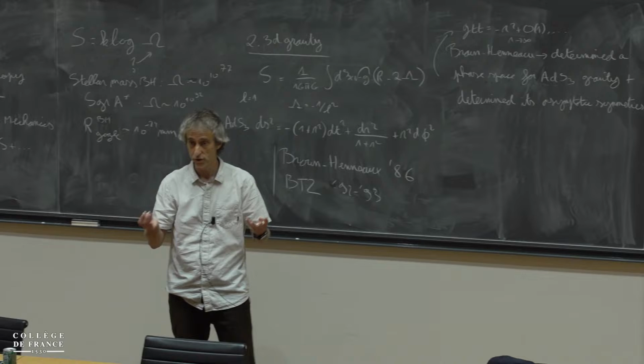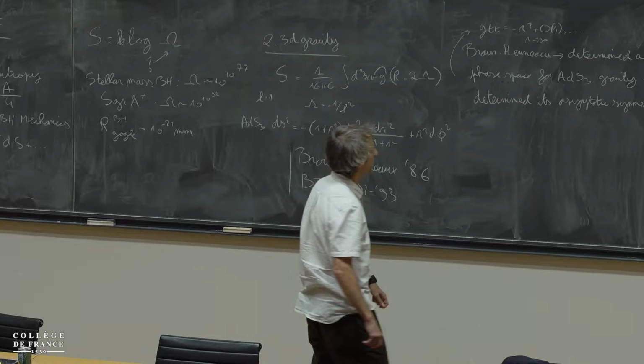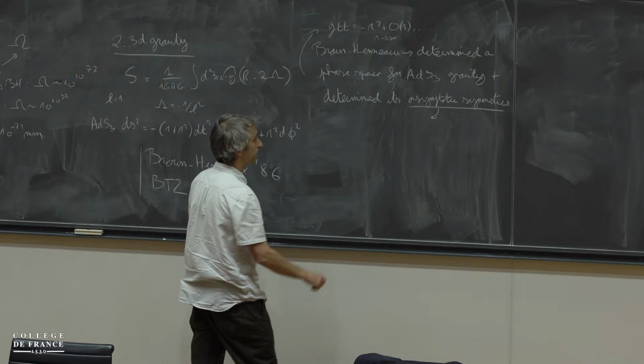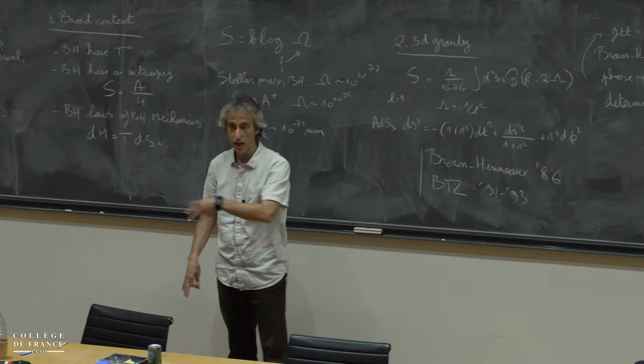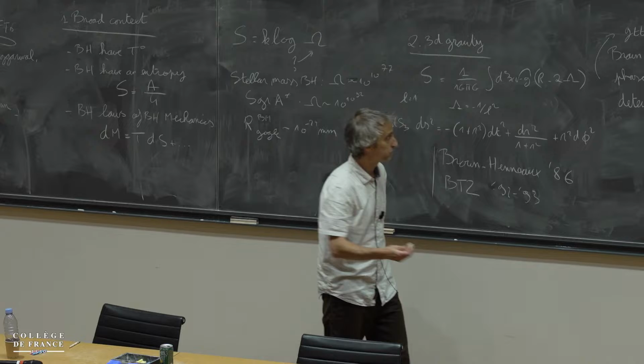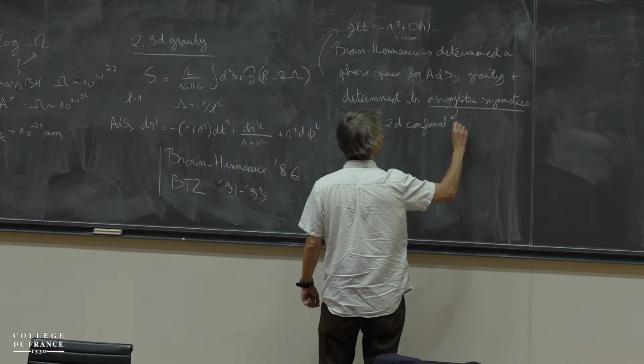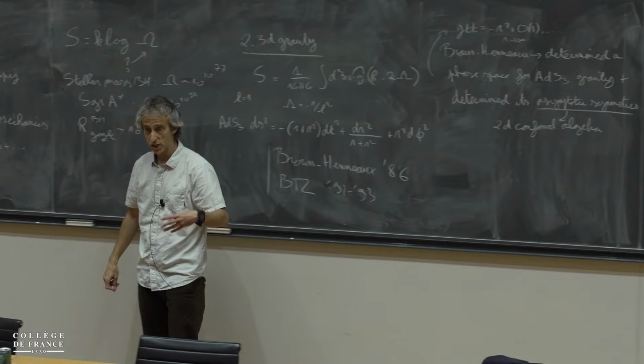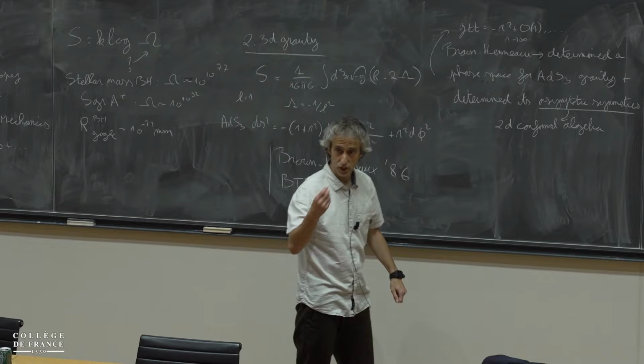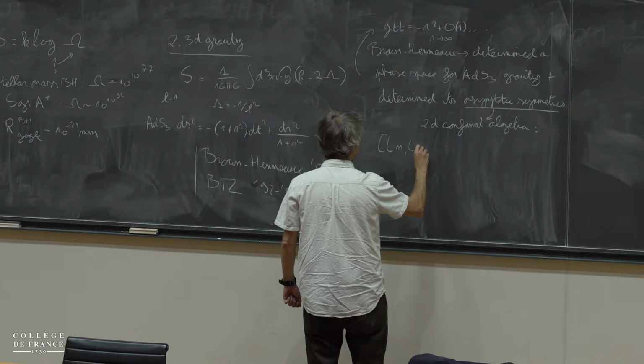And what they actually found is that these asymptotic symmetries form some algebra. Marc mentioned that they form this SO(2,2) algebra, but that in general there is a much bigger symmetry. And actually this much bigger symmetry is the 2D conformal algebra. Associated with asymptotic symmetries, you have asymptotic charges, and these charges generate through their Poisson bracket an algebra isomorphic to the algebra of symmetries up to central charges. What they found is that the 2D conformal algebra is given by the famous Virasoro algebra.